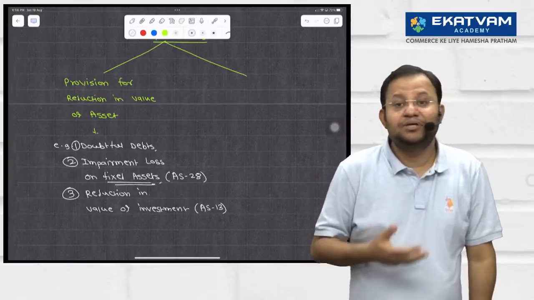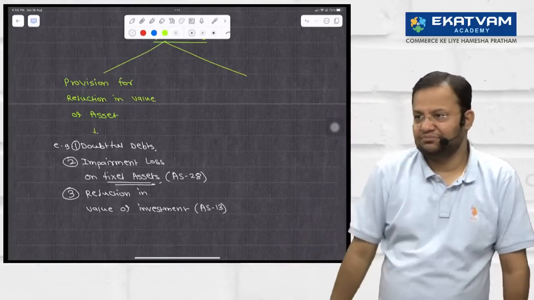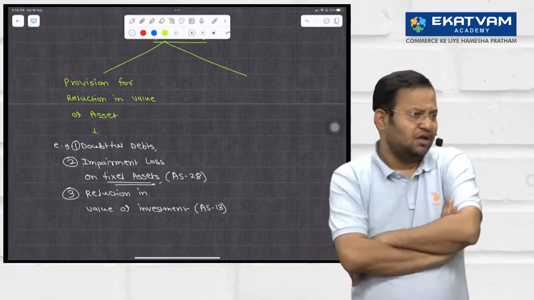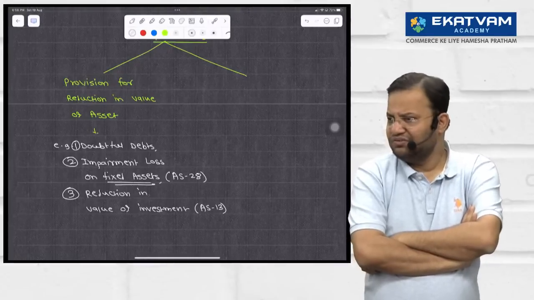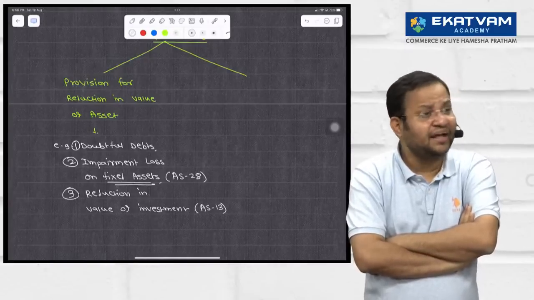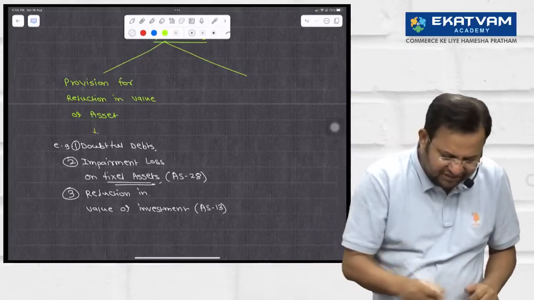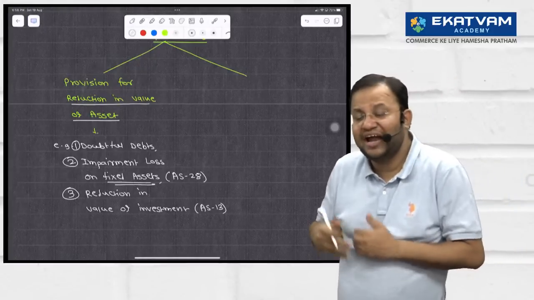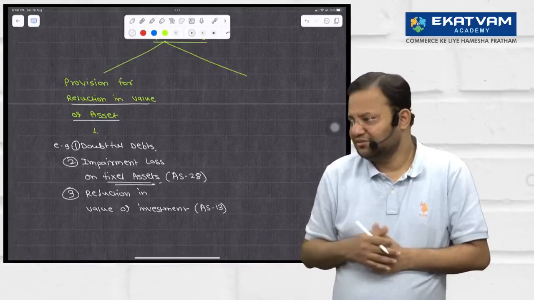Why? Concept of prudence and concept of conservatism. What does prudence or conservatism say? Account for all anticipated losses, but do not account for anticipated gains or profit. So reduction in the value of asset is a gain or is a loss? Loss. And actual loss or anticipated? Anticipated. Why anticipated? We have not sold the asset.